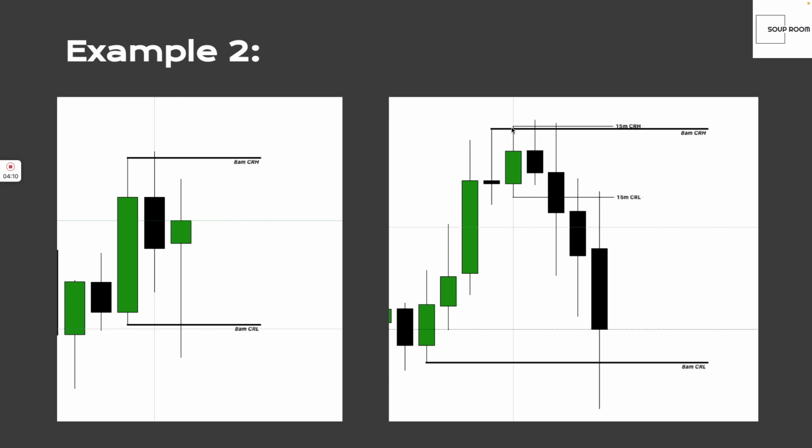We have the 15-minute range, the high and the low drawn out. Where would we enter? Right here, we souped the 8 a.m. candle high and the 15-minute candle high. Key.